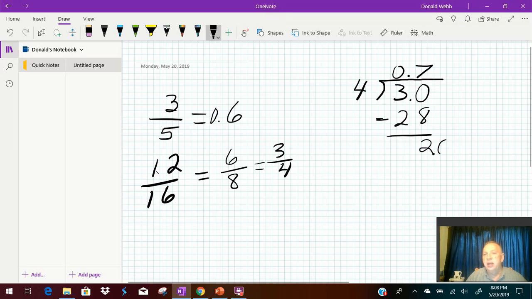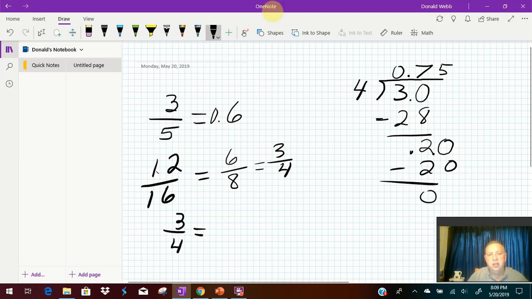And then I need to add a 0 here. There's going to be the 2. So what goes into 20? 5 times is the biggest. 5 times 4 is 20, which gives us our 0. So this, our 3/4, is equal to 0.75.